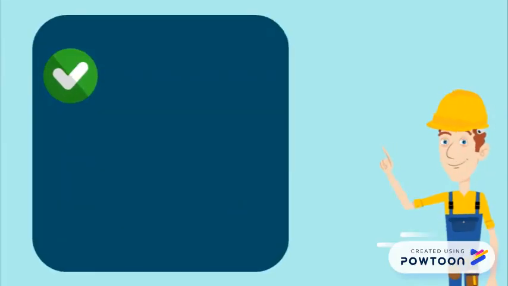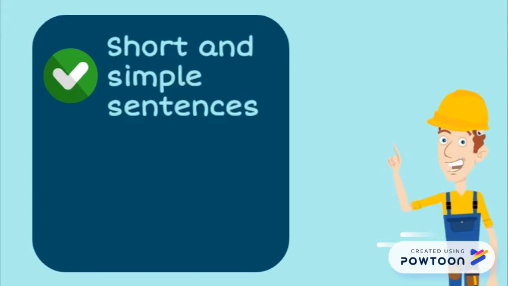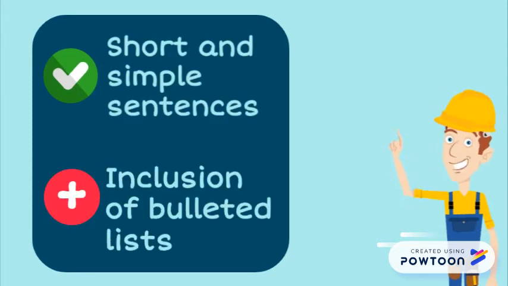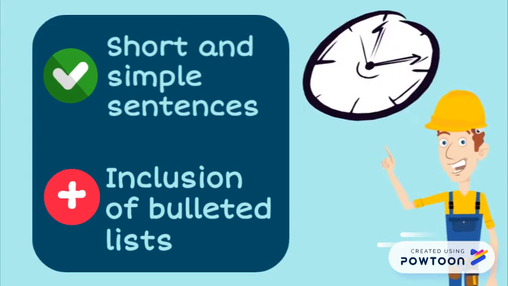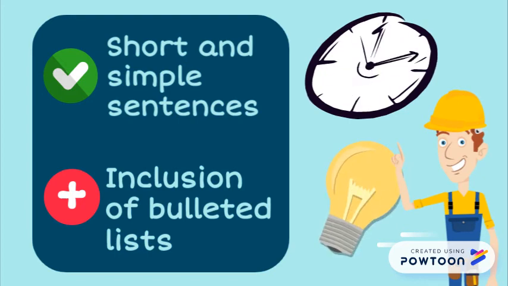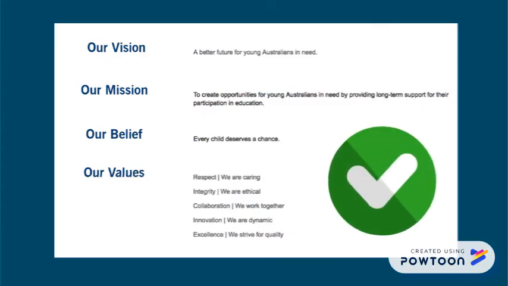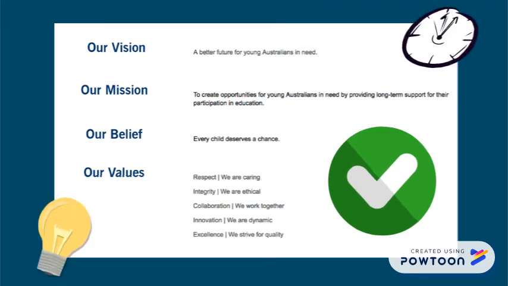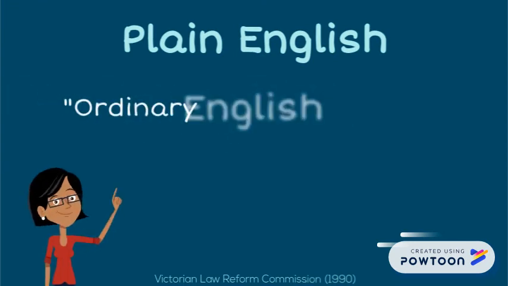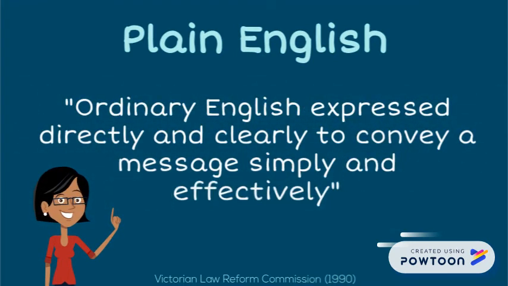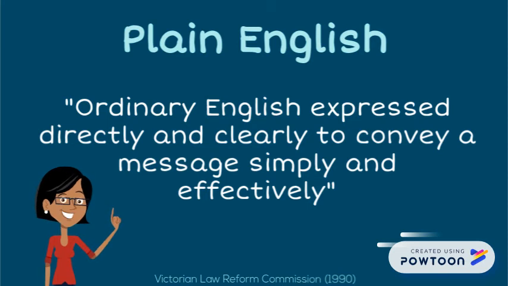The text is written using short, simple sentences. However, the increased inclusion of bulleted lists would aid in breaking longer areas of information into more digestible chunks. This saves the reader time and makes communication clearer. Effective use of this is seen to display the organisation's vision, mission, belief, and values at the top of the page. Plain English is defined as ordinary English expressed directly and clearly to convey a message simply and effectively.